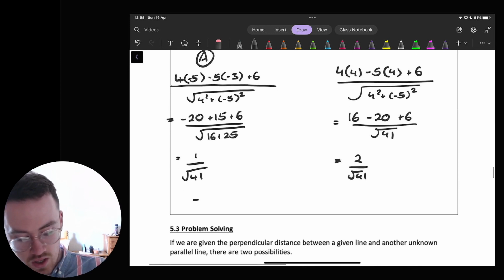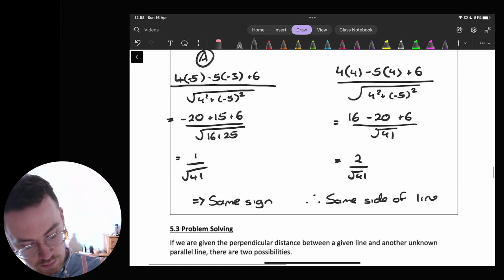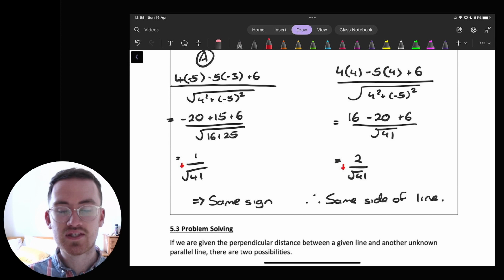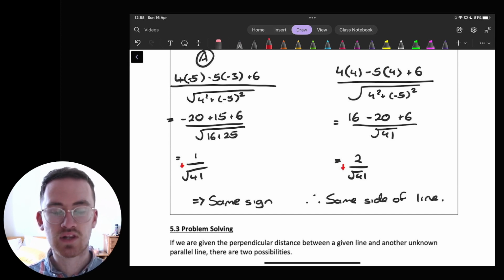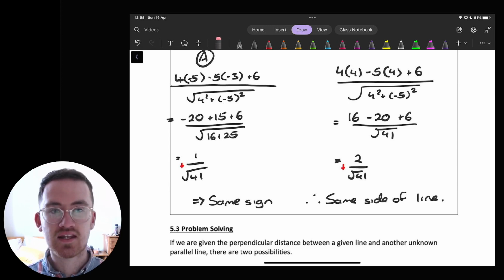Okay, so from that we have the same sign, so both of our answers are positive. So we can see here they're both positive, which means they have the same sign, which means they both lie on the same side of that particular line. If one of them had been negative, that would mean that they lie on different sides.